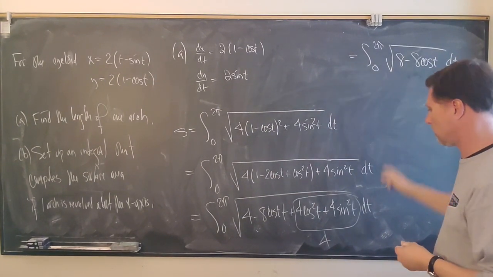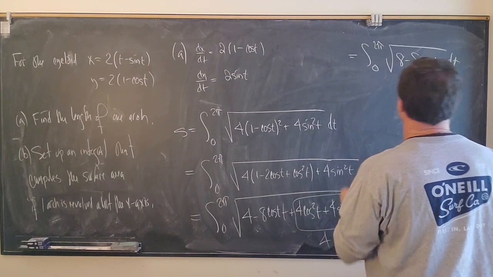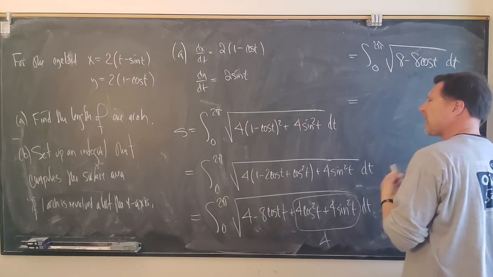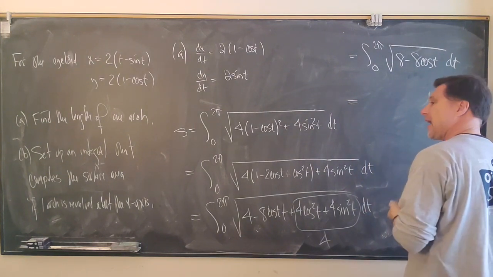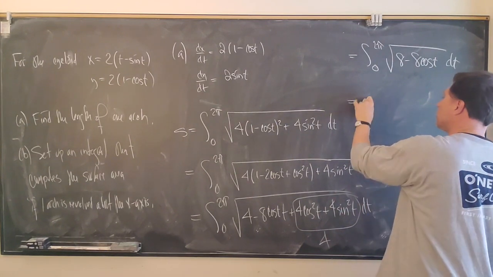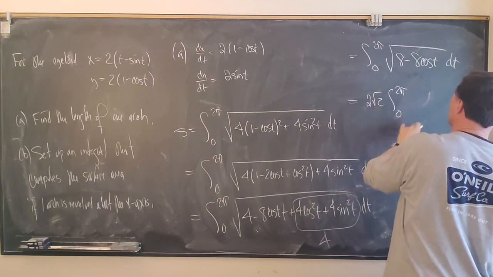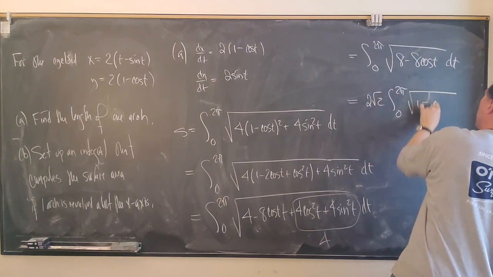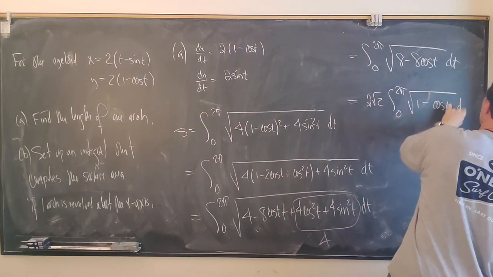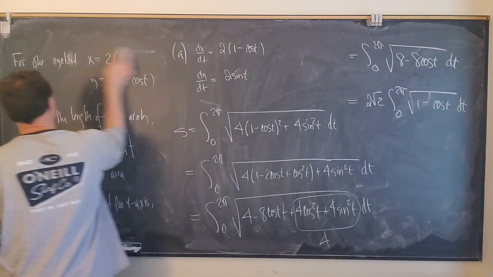Is it minus? Yeah, it is minus. Let me get the 8 out of the way. If I take an 8 out of a square root, the square root of 8 is 2 root 2. So it's 2 root 2 times the integral from 0 to 2 pi of the square root of 1 minus cosine t dt. Now we're going to need a trig identity to integrate this, so let me remind you of something off to the side here.